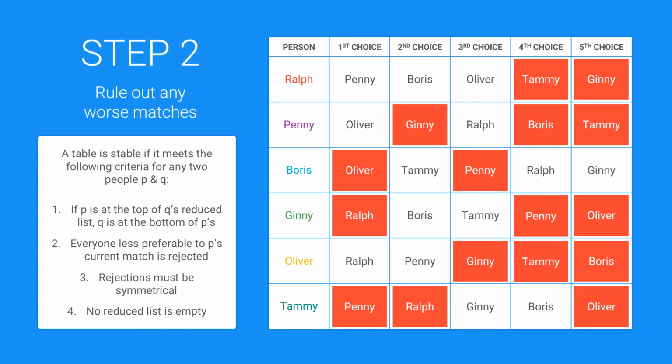If we found that the table wasn't stable, then we would know for certain at this point that no stable matching exists. However, even if we do have a stable table, we still can't guarantee that there is a stable matching to be found. Now we can move on to step 3.